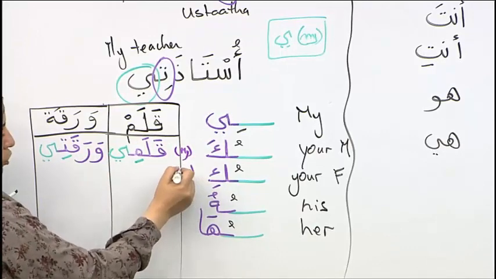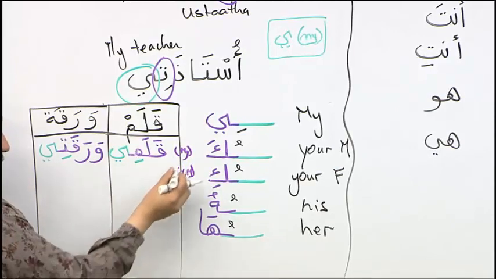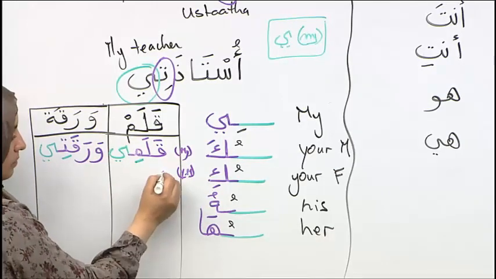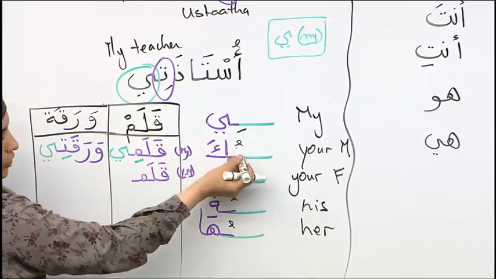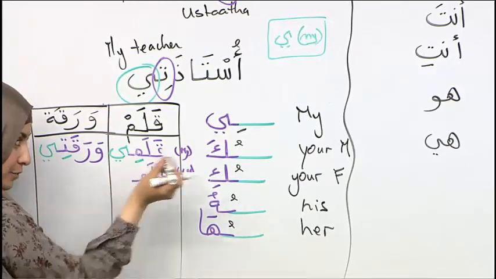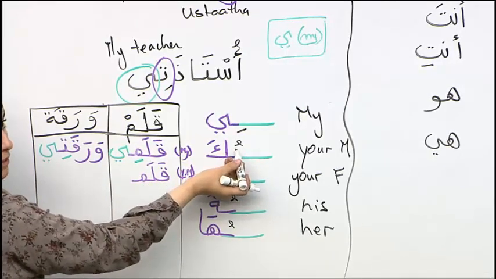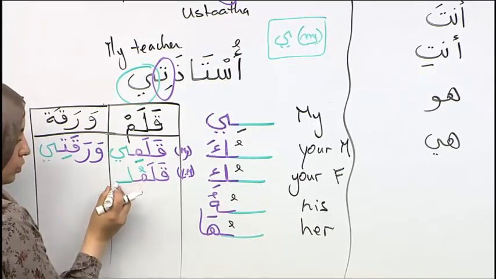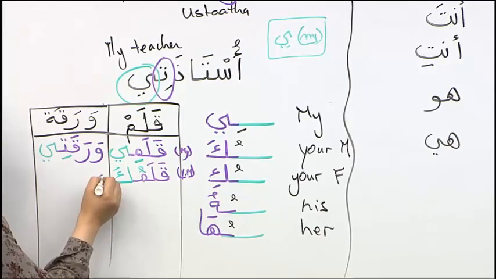Let's do you, male, or your, male. Ka. What vowel is the mim going to take? Because mim is the letter right before the kaf, it's going to take dhamma. Qalamuka, your pen.